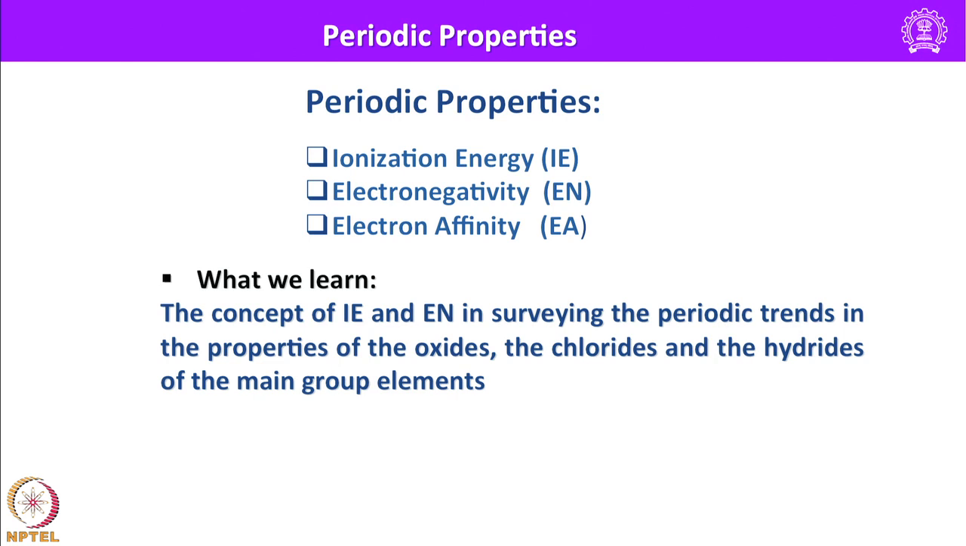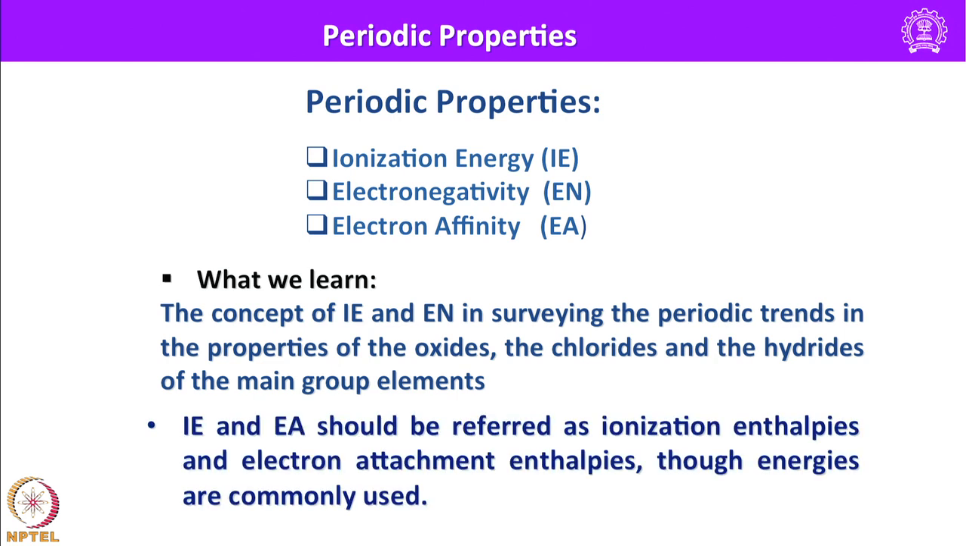And ionization energy and electron affinity should be referred to as ionization enthalpies and electron attachment enthalpies, though energies are commonly used. So, in the previous convention or in some textbooks, they call it ionization energy, and some recent editions of new inorganic chemistry books refer to it as ionization enthalpy. However, it is more appropriate to call it ionization enthalpy rather than ionization energy. Similarly, electron affinity should be called electron attachment enthalpy.